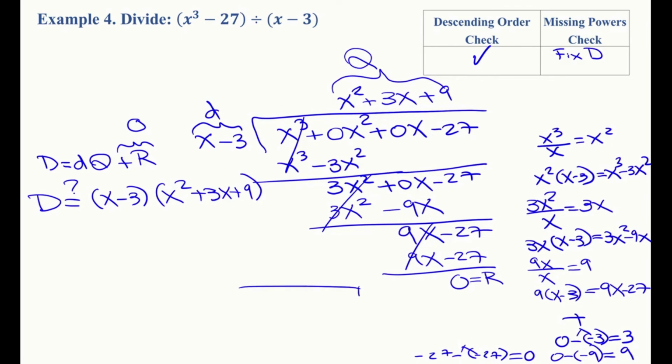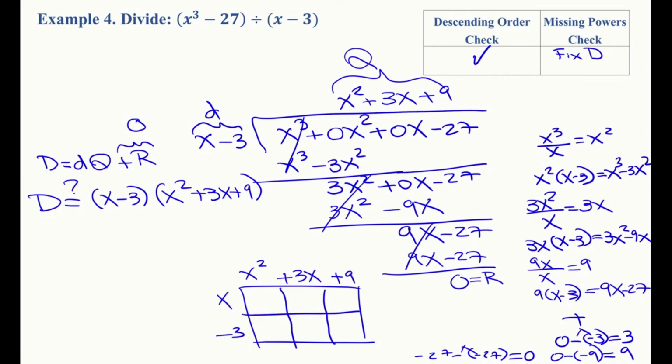So let's go ahead and multiply out x minus 3 by x squared plus 3x plus 9. If you've been watching the videos, you know that I'm a big fan of this table method. So we get x cubed, we multiply it out just like a times table. X cubed plus 3x squared plus 9x. And now we're going to distribute the -3 by those. So we get -3x squared minus 9x minus 27.